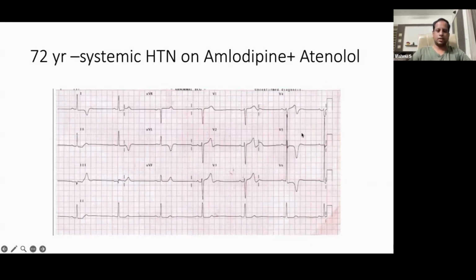These T inversions, how are they? Are they ischemic or non-ischemic, as we learned last time? This is asymmetric T inversion, so it's a non-ischemic T inversion.